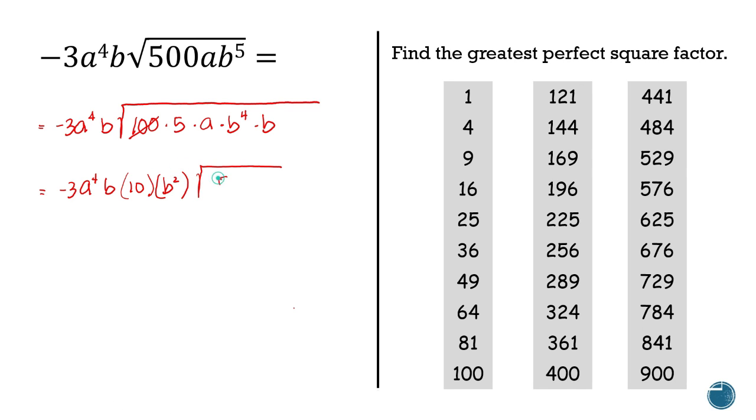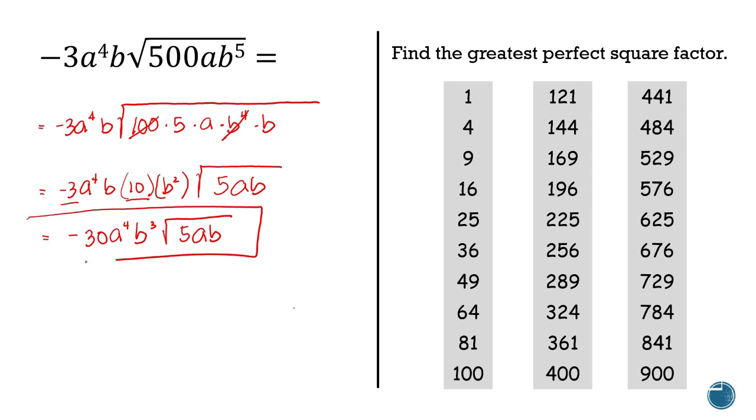Square root of 5AB. So the final answer will be negative 3 times 10, which is negative 30, A raised to 4, and then B raised to 3, square root of 5AB. And that will be the answer.